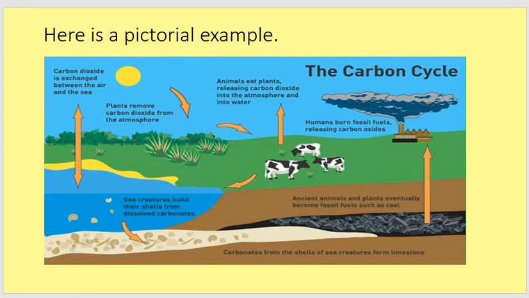Humans will also burn fossil fuels such as gas and coal in factories and power plants, and that will release carbon dioxide into the atmosphere. The fossil fuels are so called because they are made from dead things that have been fossilised. Amazing name, hey? Wouldn't have guessed that.